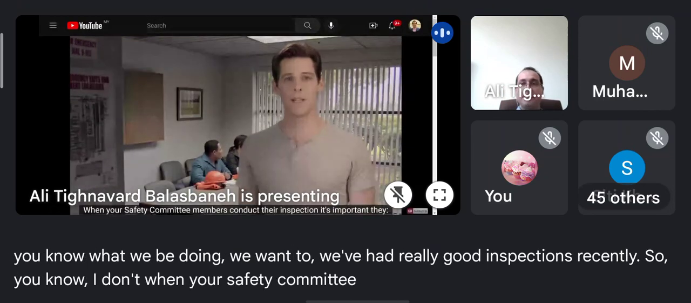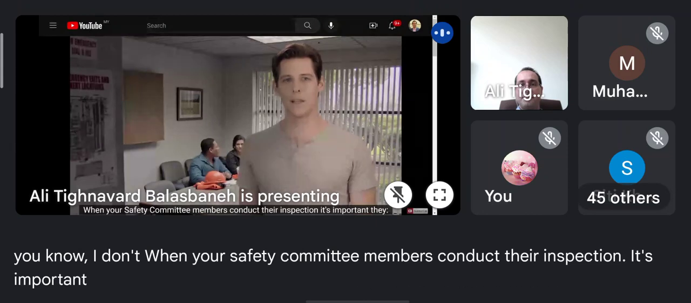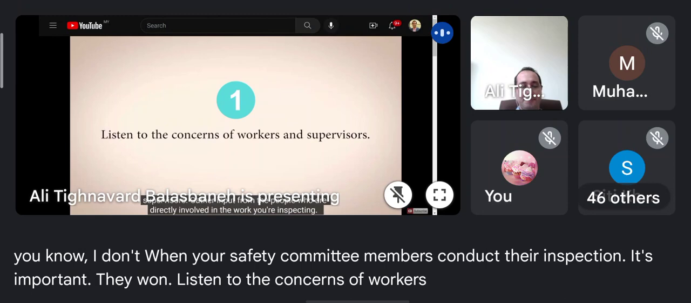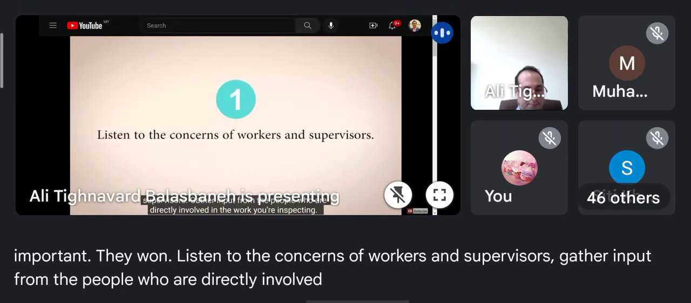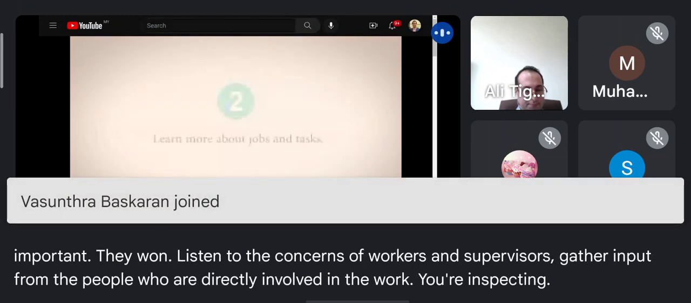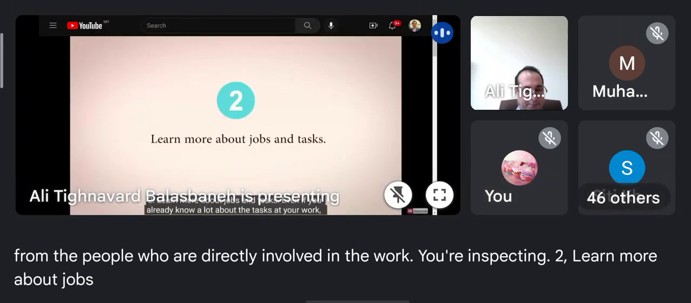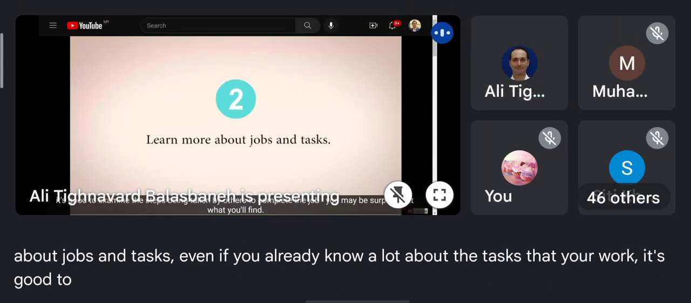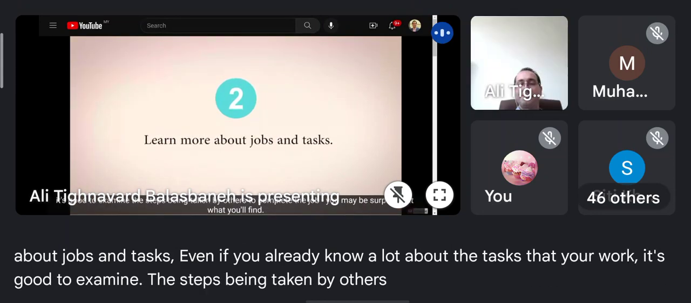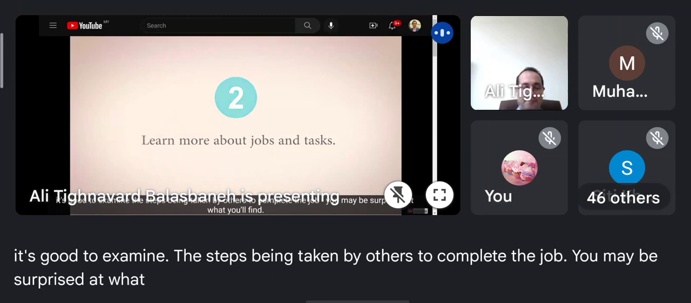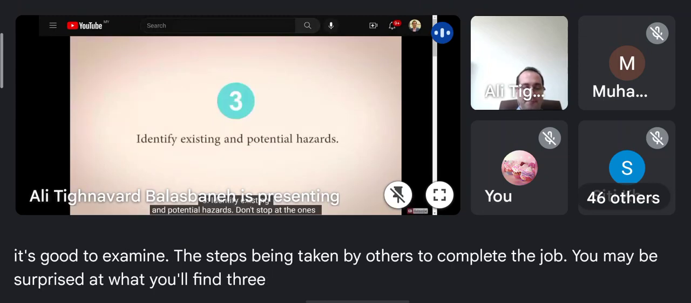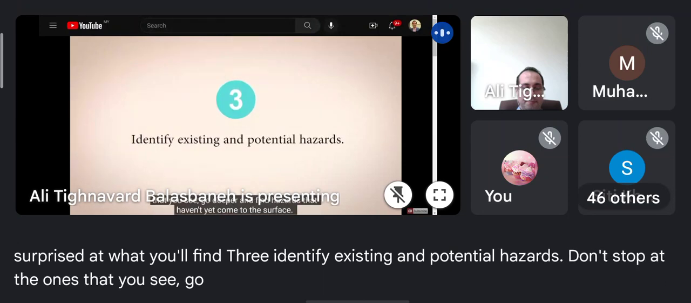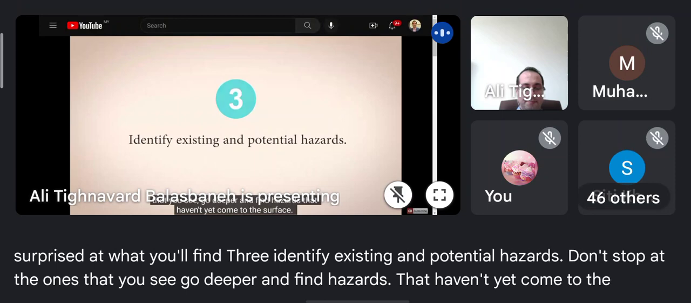When your safety committee members conduct their inspection, it's important they, one, listen to the concerns of workers and supervisors. Gather input from the people who are directly involved in the work you're inspecting. Two, learn more about jobs and tasks. Even if you already know a lot about the tasks at your work, it's good to examine the steps being taken by others to complete the job. You may be surprised at what you'll find. Three, identify existing and potential hazards. Don't stop at the ones that you see. Go deeper and find hazards that haven't yet come to the surface.